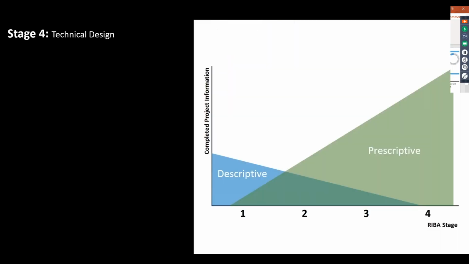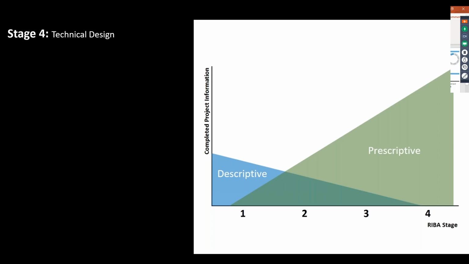And the other crucial topic, as I've already mentioned, is how we navigate from the descriptive to prescriptive methodology running through a building. And of course, this descriptive to prescriptive journey will vary from project to project and client to client. And what is clear, however, is that by the end of stage 4, everything must be prescriptive.